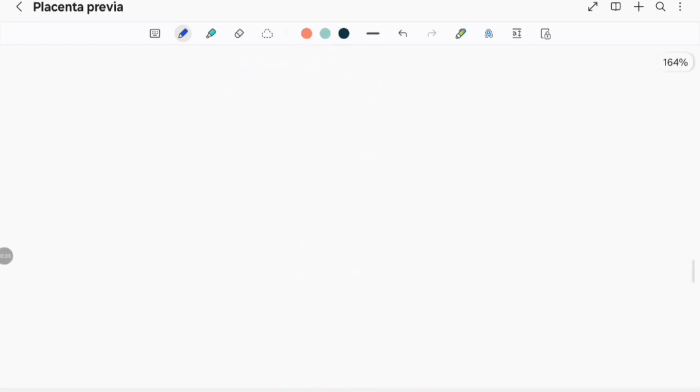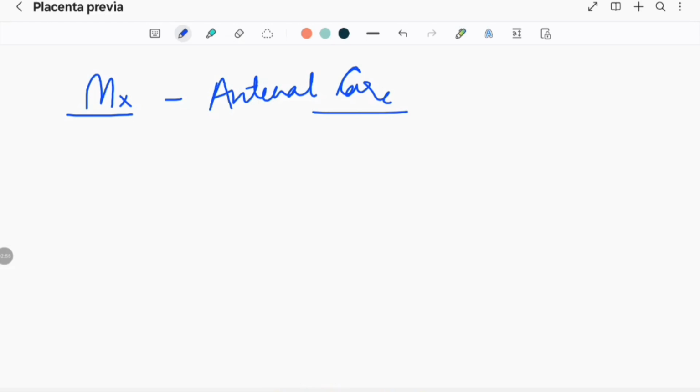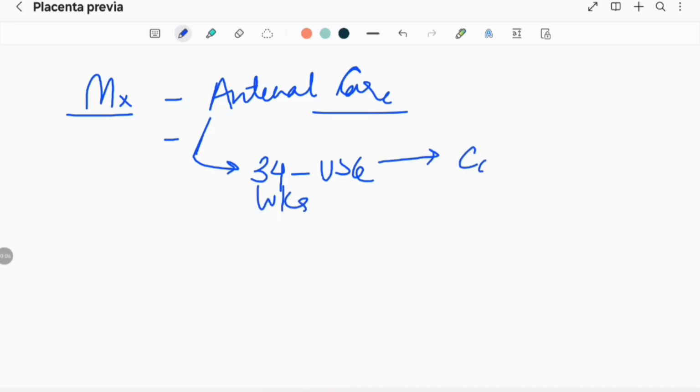In the management of placenta previa, first we have to see the prevention. Suppose there is placenta previa and we want to prevent it. What are the measures that we can take? Then management, regular antenatal care. Antenatal diagnosis is scan at 34 weeks, confirms the diagnosis, and proper measures can be taken if it has to be a vaginal or a cesarean delivery.